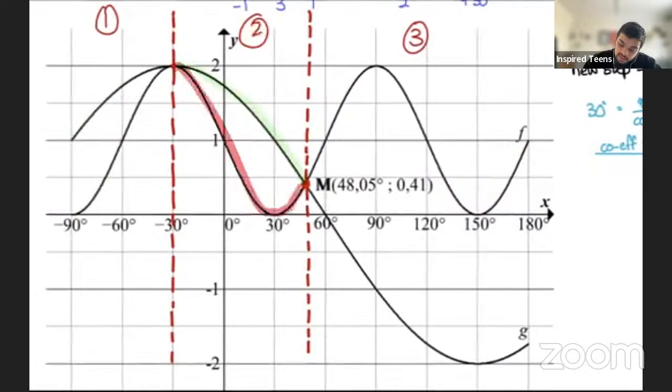In the third section, it's certainly still above g of x. So it remains, no, I messed that up. Oh, sorry. Am I confusing the two? G of x is above. G of x is above.